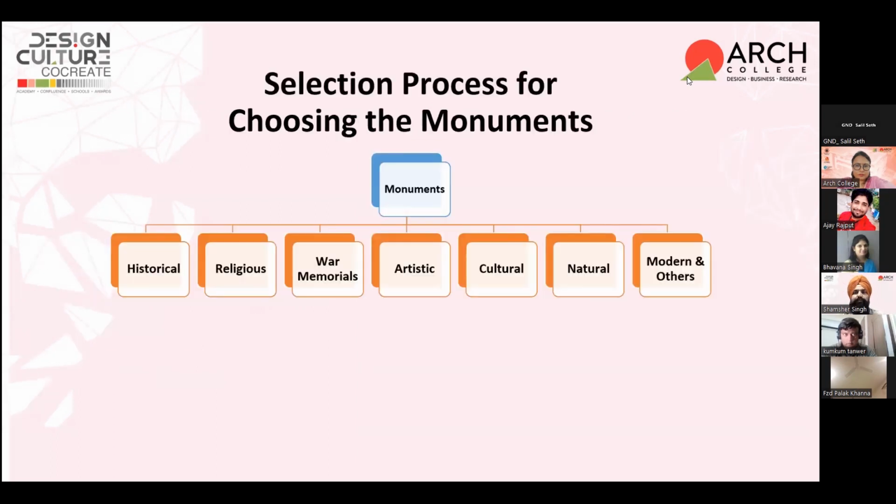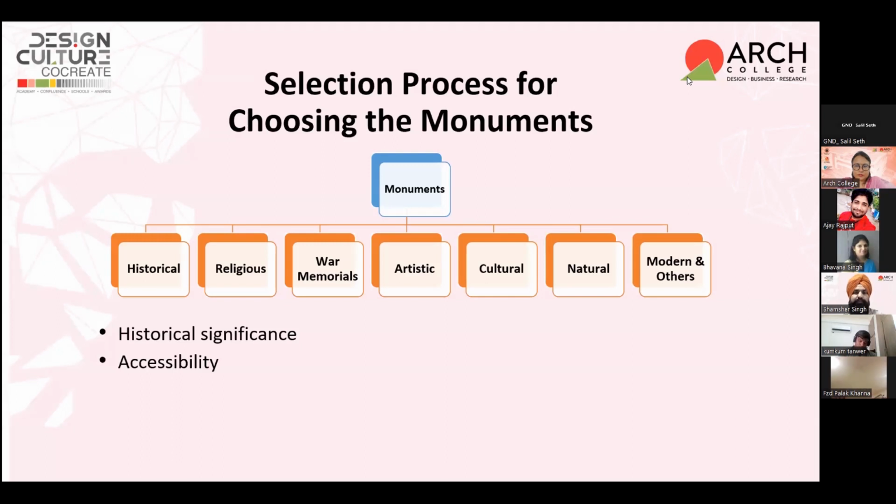So first, when we want to research the monuments, how do we choose them? There are different types of monuments: historical, religious, war memorials, artistic, cultural, natural, modern, and other types. These are a very basic classification of types of monuments that we can choose from to perform the research. In that, the first aspect we have to look for is the historical significance of the monument that we are going to investigate.